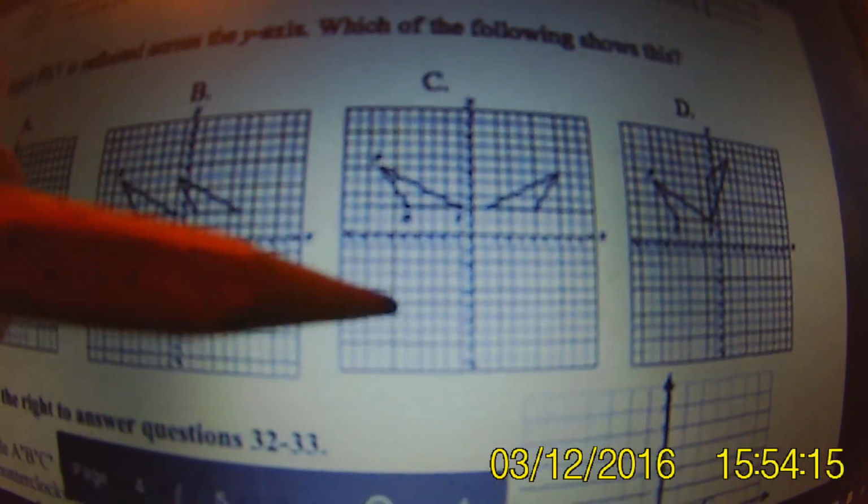C looks good. 1, 1, several, several. So that looks good across the y. They look equal distance away. This one does not. It looks like it was a rotation around this point here. They just kind of set it up on its end. So which one reflected across the y-axis? That would be C.